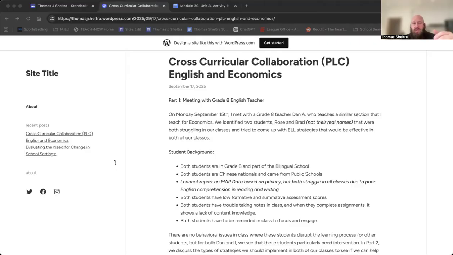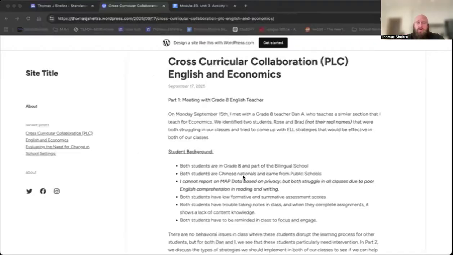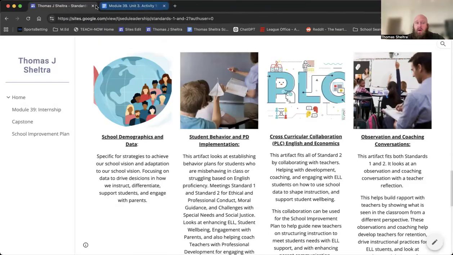And then, of course, adapting to this school's mission and vision for Standard 1, and then also the moral direction and guidance, helping treat students fairly and also giving them the support that they need.